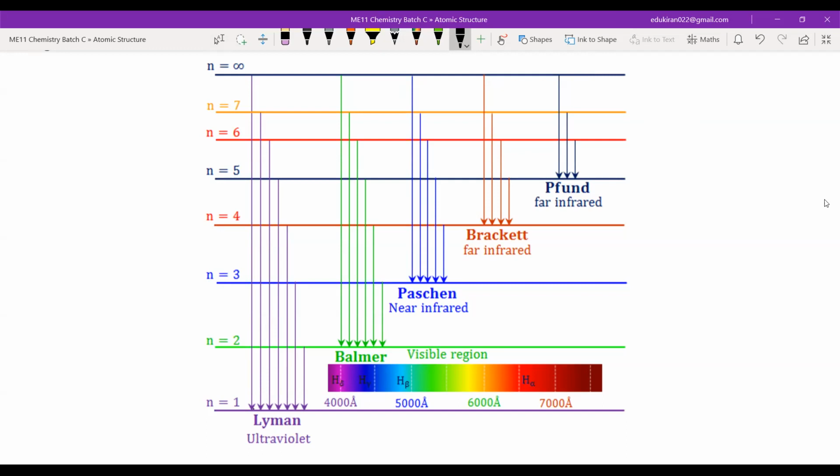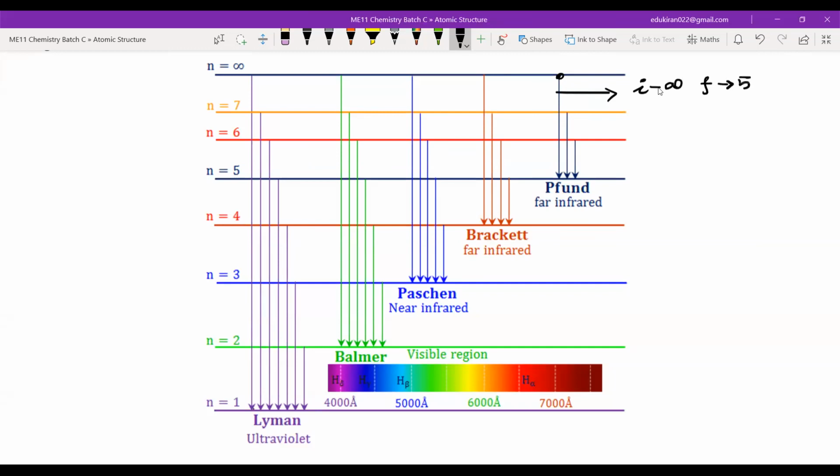So in Pfund, if you have the initial stage for this line, where is the electron initially? No, it is in infinity. This is infinity. That means n can be of any number, from 7, 8, 9, 10. N can be of any number. So initially here it is infinity. And what is the final? Final is 5.